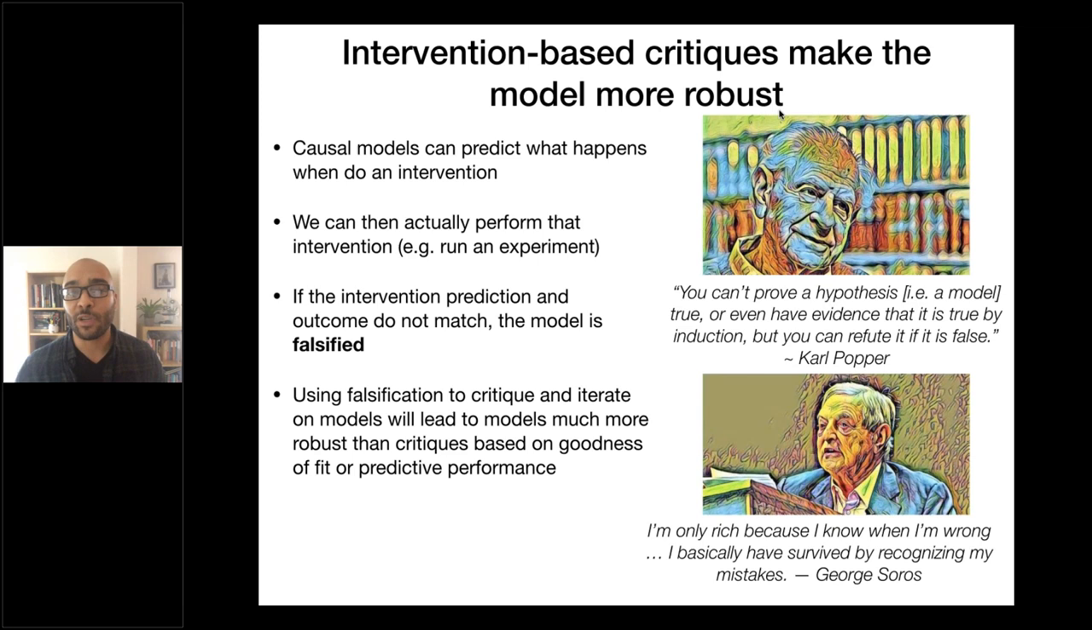According to your model, this cause effect relationship was true. You ran an experiment and it's false. Your model is wrong. So what you can do now is go back and, using this kind of falsification technique, go back and update your model and try to get it right. This is a lot stronger, a lot more bold a way of iterating on a model than just looking at its predictive performance, its cross-validation.